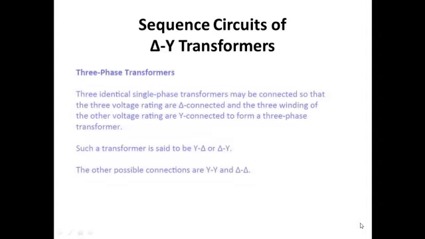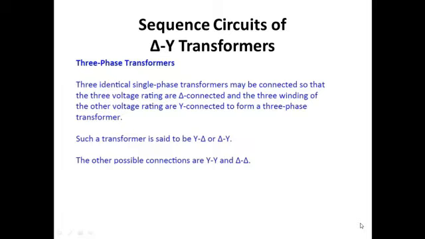Bismillahirrahmanirrahim. In this video lecture, we will have a look through sequence circuits for delta-Y transformers. Like in our last lecture, we discussed the sequence network for the synchronous machine, or rotating part of the power system. So here in this lecture, we will see the sequence circuit for the transformers. Let's start with some basics.